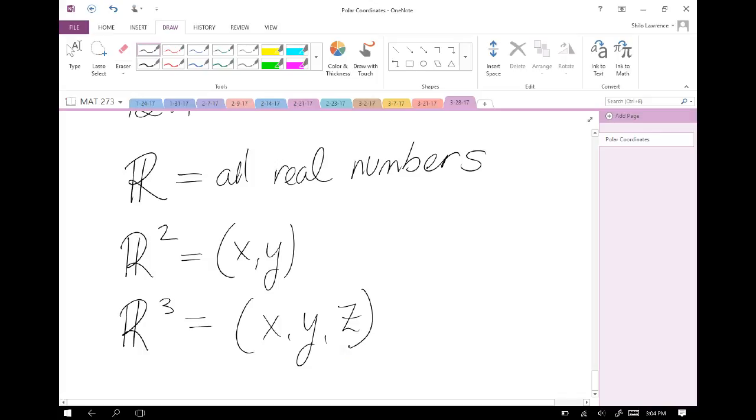So that superscript that you see on the R tells us how many axes we're dealing with, how many variables we're dealing with. What dimension, right?